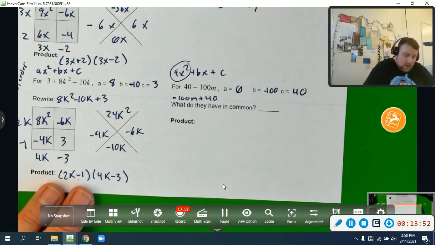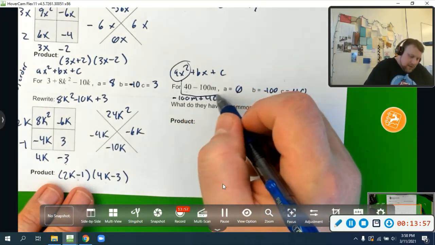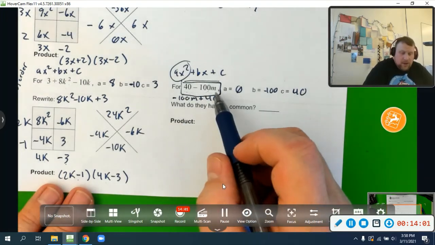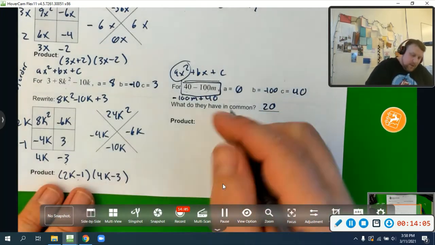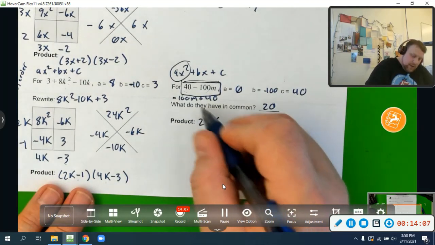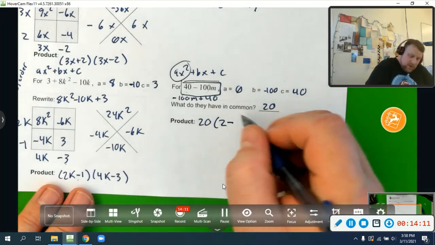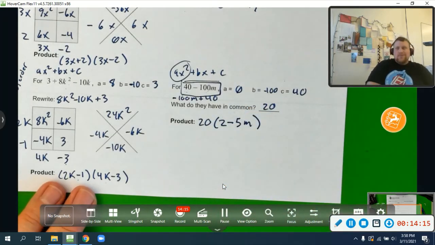Now, do those have anything in common? And I'm just going to go back and look at it like this, guys. I think it's prettier to look at it like that. What do 40 and 100 have in common? Well, they have 20 in common. So if I pull the 20 out, what am I left with? 20 times 2 is 40, so it's 2, minus 20 times 5 is 100, 5m. And that is fully factored. That's factored completely. Check that out.